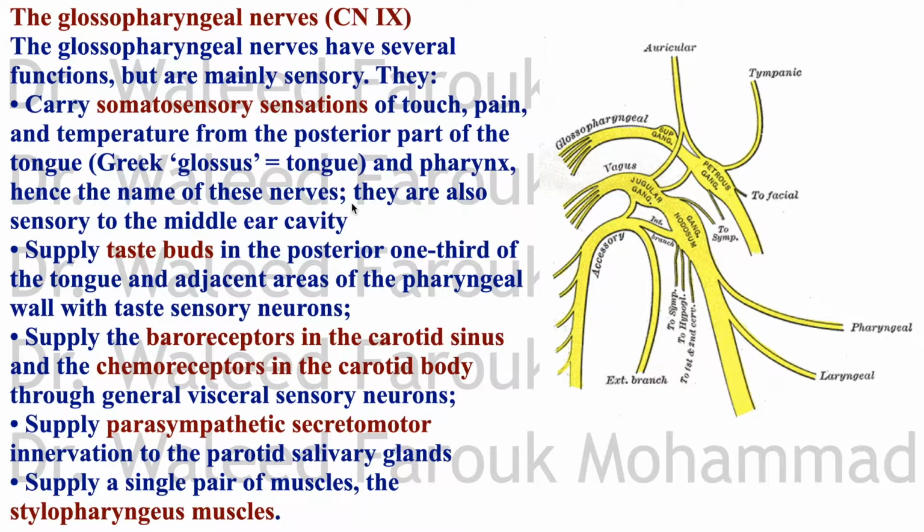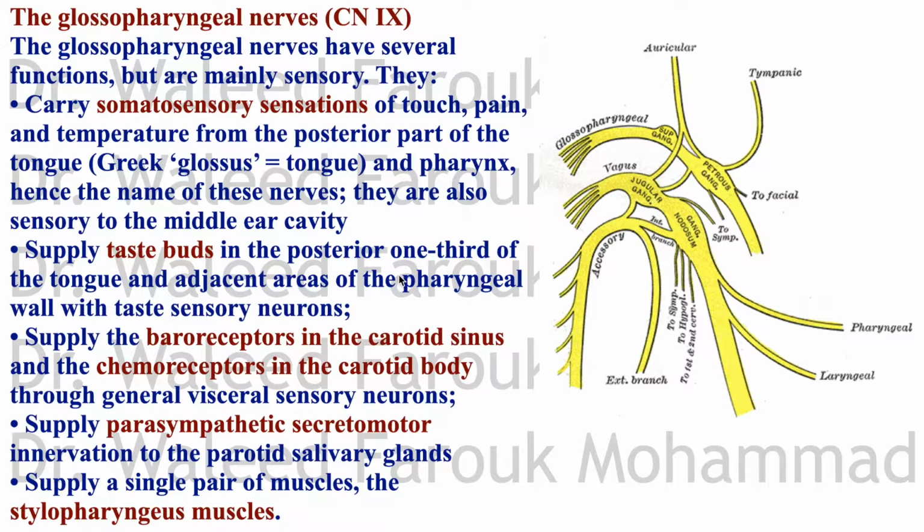It carries somatosensory sensations like touch, pain, and temperature from the posterior part of the tongue, hence the name glosso, and also the pharynx, hence the name glossopharyngeal nerve. It carries the taste sensations in the posterior 1/3 of the tongue and adjacent areas of the pharyngeal walls.